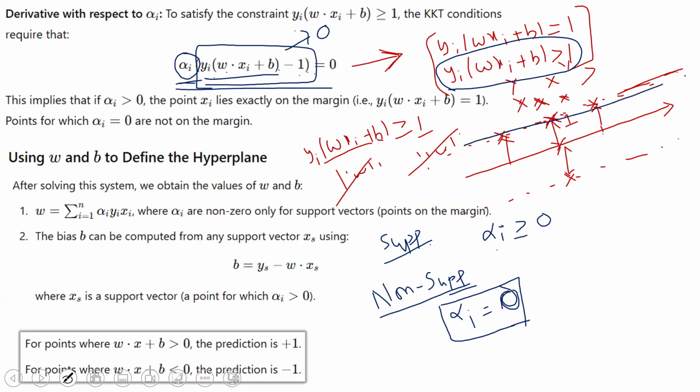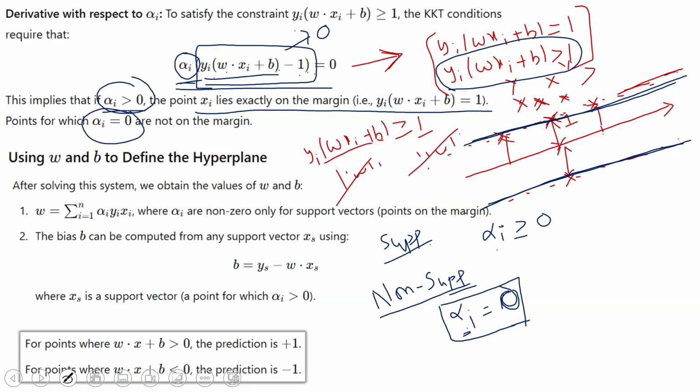Support vectors are the points that lie on these lines, which are at a distance 1 from the hyperplane. That is the important observation. The Lagrangian multiplier alpha i is equal to 0 for the points not on the margin. This implies that if alpha is greater than 0, the point xi lies exactly on the margin. For these points alpha i can be greater than or equal to 0; in rare cases we get alpha i equal to 0 for support vectors. So for support vectors we can say alpha is greater than 0, and for non-support vectors, which are not on the margin, alpha is equal to 0. That is one of the important observations.